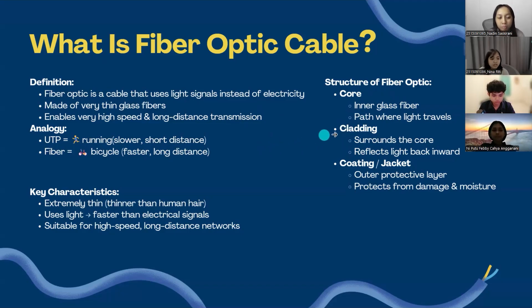The key characteristics are that it is extremely thin, thinner than human hair, and faster than electrical signals. It is most suitable for high-speed long-distance networks. Structure of fiber optic, from inside: the core, the inner glass fiber, is the path where light travels. Next is cladding, which surrounds the core and reflects light back inward. The last one is the coating or jacket, the outer protective layer, and it protects from damage and moisture.